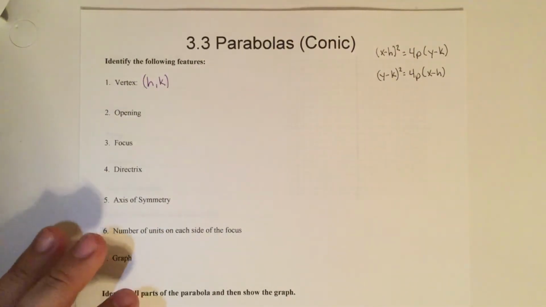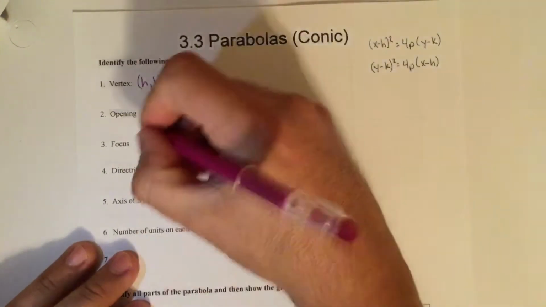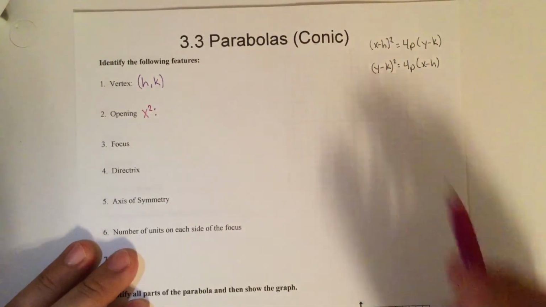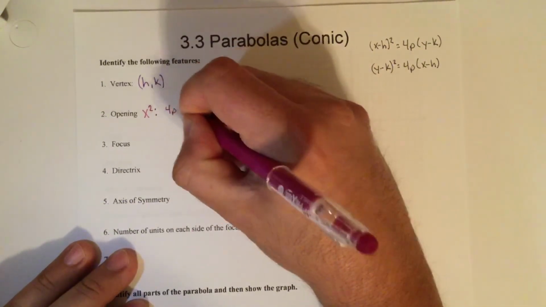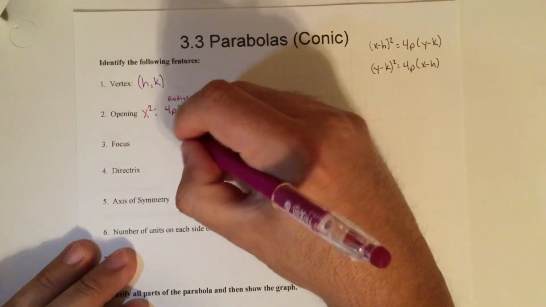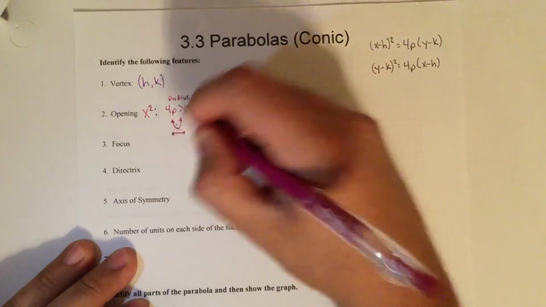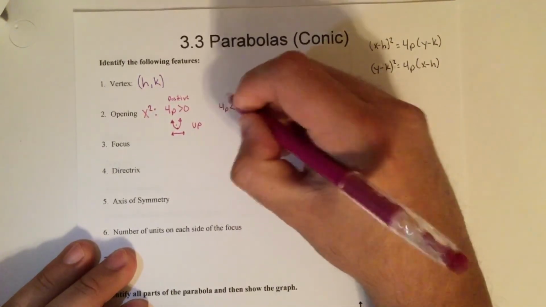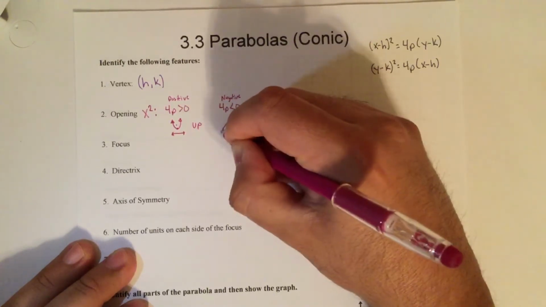All right, for the opening, there are going to be two types of openings. Your first opening is when x is squared. When x is squared, we have two possibilities. We're looking at this one when this x term is squared. We're going to look at this 4p value. If 4p is greater than 0, which means it's positive, then our graph is going to open up. I'm drawing in the focus, the vertex, and the directions of that. So this one opens up. Now, if your 4p value is less than 0, which means it's negative, then your graph is going to open down.